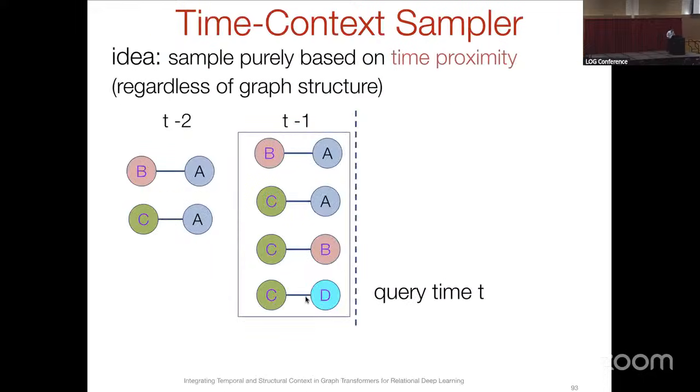So the most simple one, this is from a recent work, I believe that was also presented at the poster session. They proposed the time context sampler, where the idea is that you simply sample purely based on time proximity, disregarding the graph structure at all. And this can actually get you good empirical performance. So I find this to be very interesting. And from a graph researcher point of view, this is also very interesting to think about why this works.